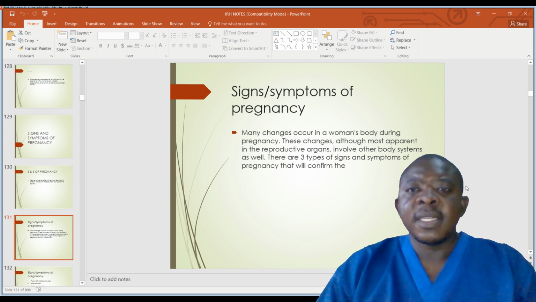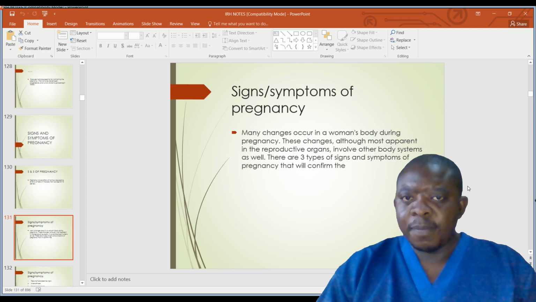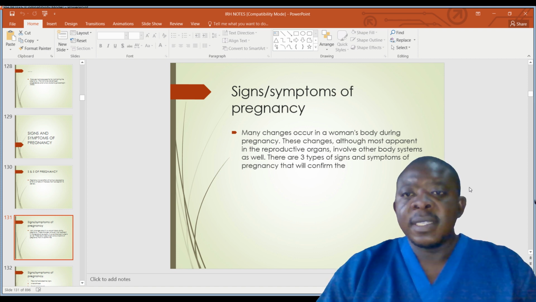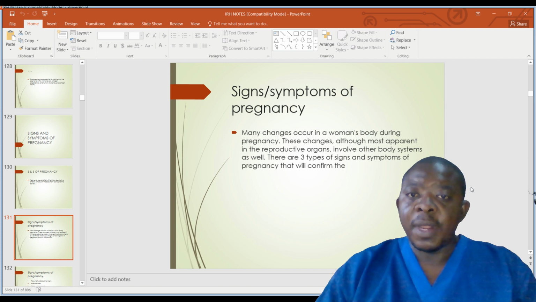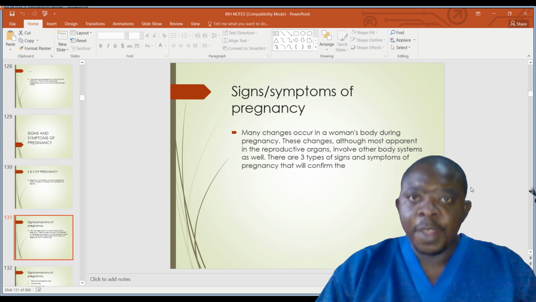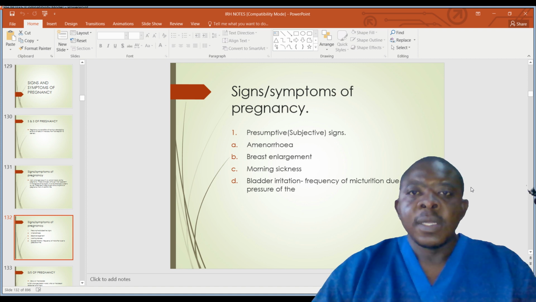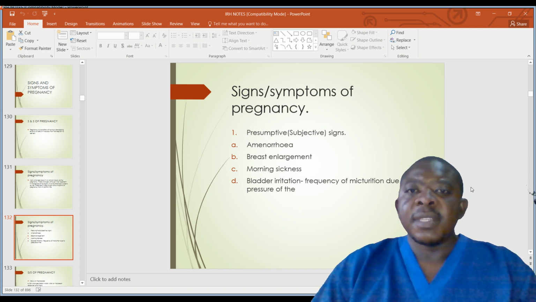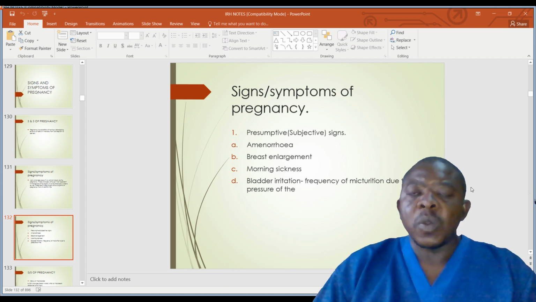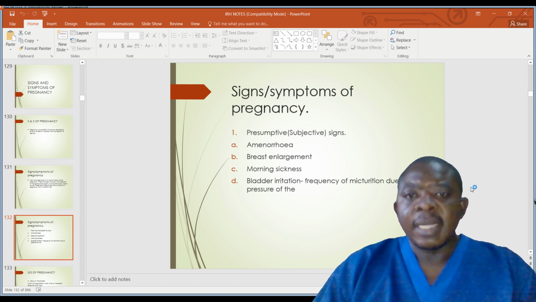Many changes occur in a woman's body during pregnancy. These changes, although most apparent in the reproductive organs, involve other body systems as well. There are three types of signs and symptoms of pregnancy that will confirm. So, signs and symptoms of pregnancy. We have presumptive or subjective signs. Under presumptive and subjective signs, there can be amenorrhea, breast enlargement, morning sickness, and bladder irritation.